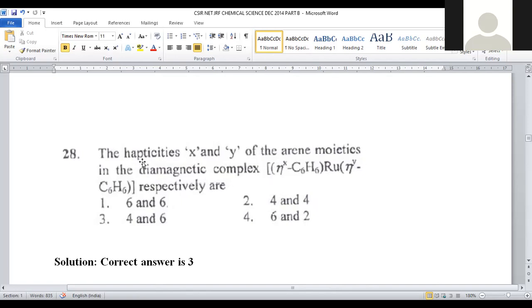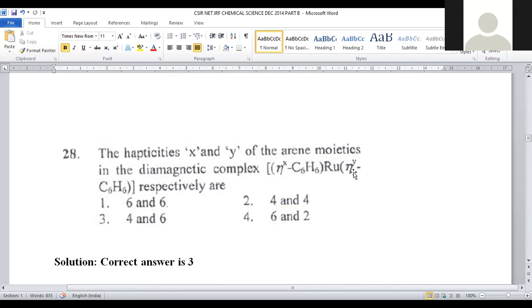What is meant by hapticity? Hapticity is the term denoted with the symbol eta, right? Hapticity means how many electrons the ligand is going to contribute to the complex formation. If benzene is providing 6 electrons, you can say eta 6 it will be, meaning it contributes 6 electrons for the complex formation. If the second benzene is giving only 2 electrons to the central metal, you can indicate eta 2 it will be.